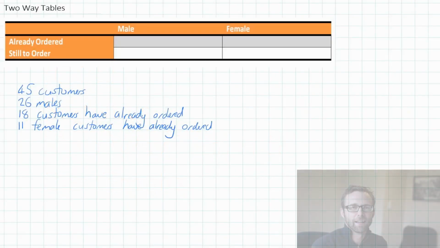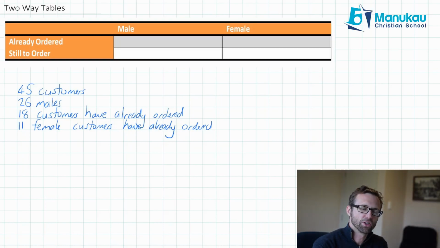IGCSE students. This term we're starting off with a little bit of statistics. A lot of this will be revision. Today we're going to do a short video on two-way tables as well as bar graphs and problem solving with these kinds of things. The first thing to note about two-way tables is, what are they?